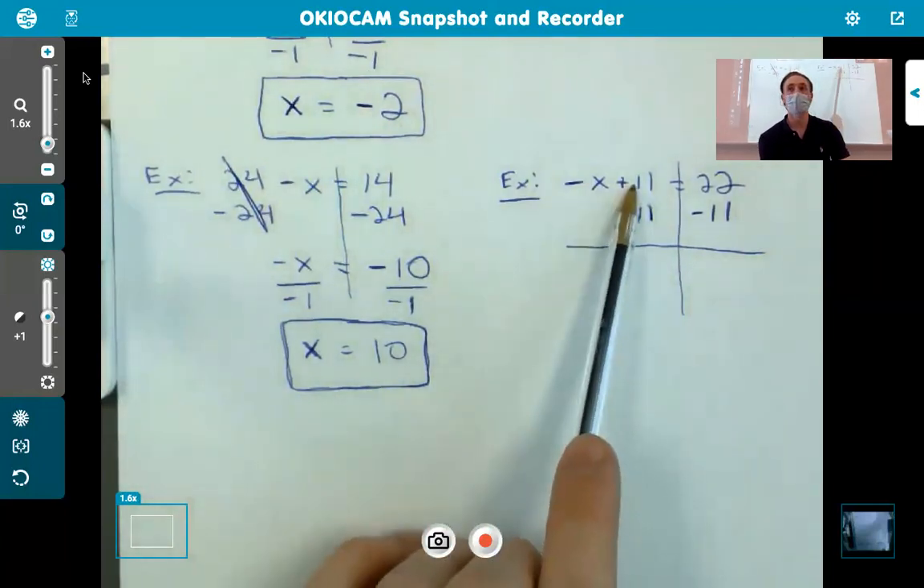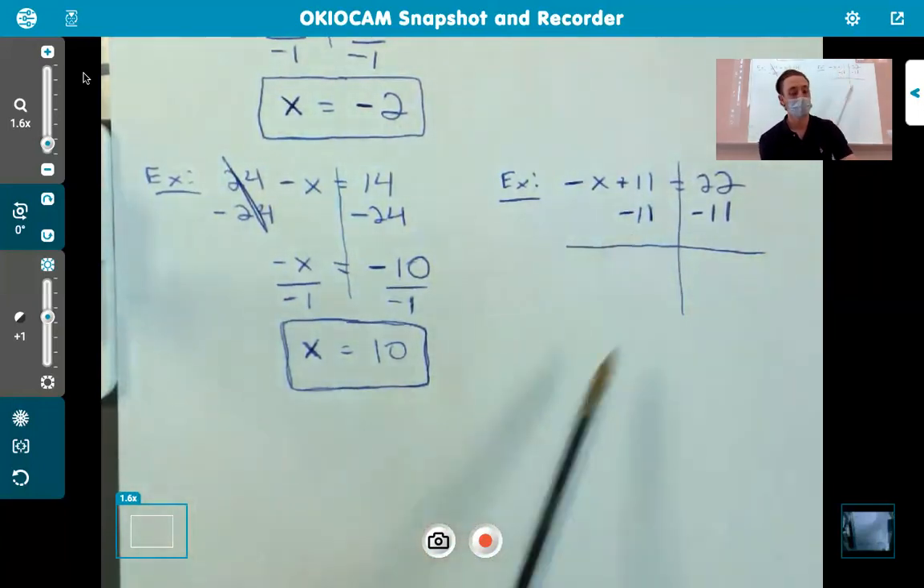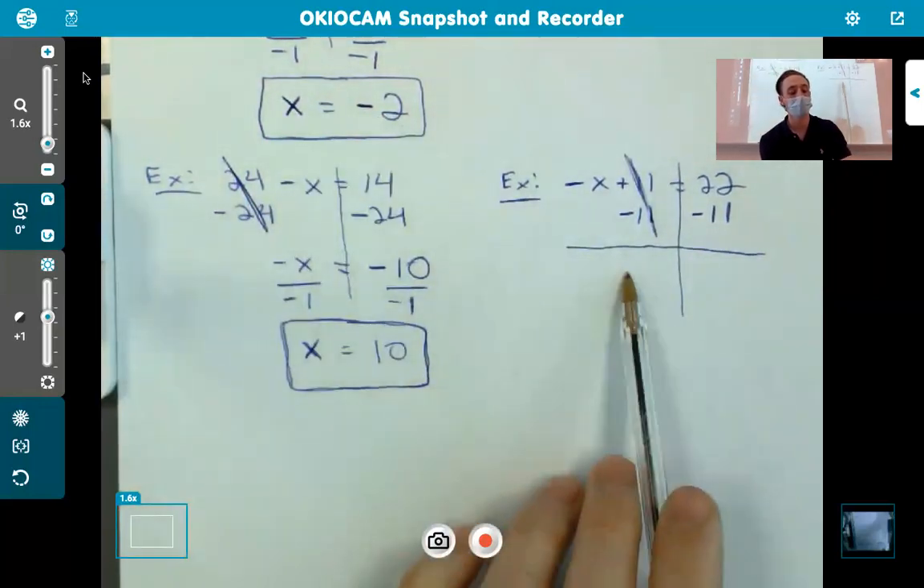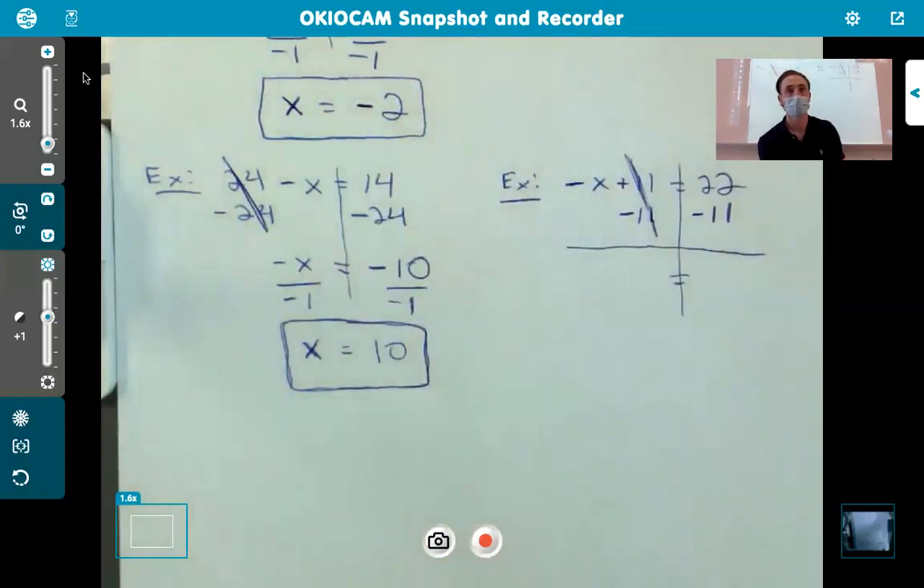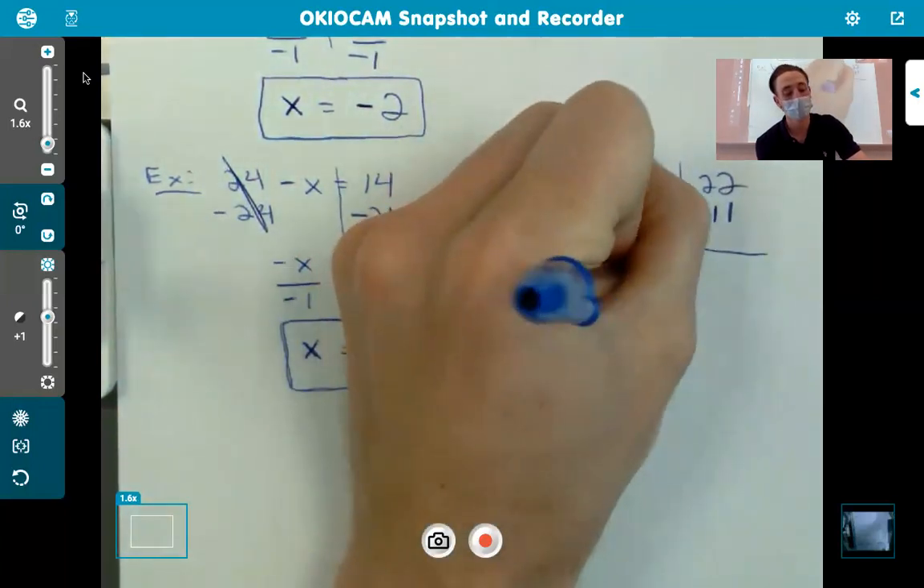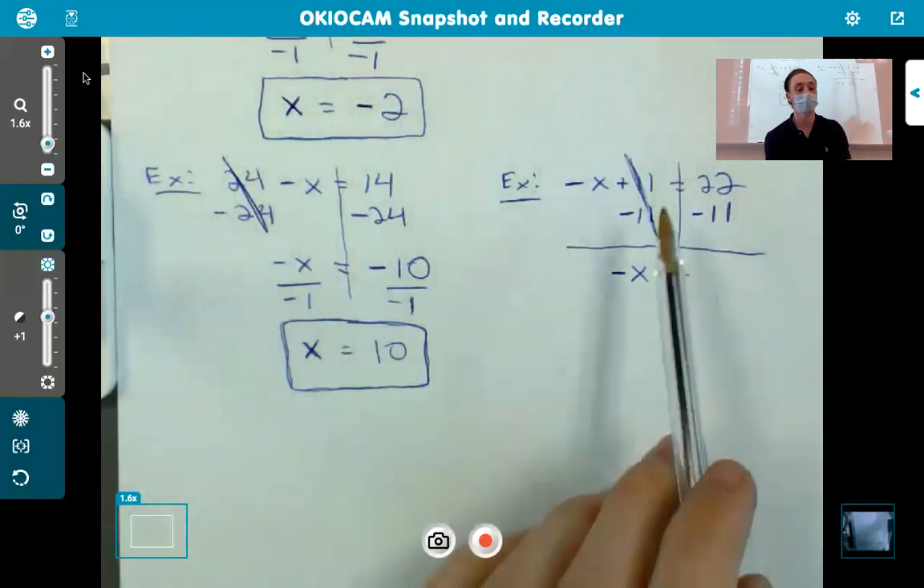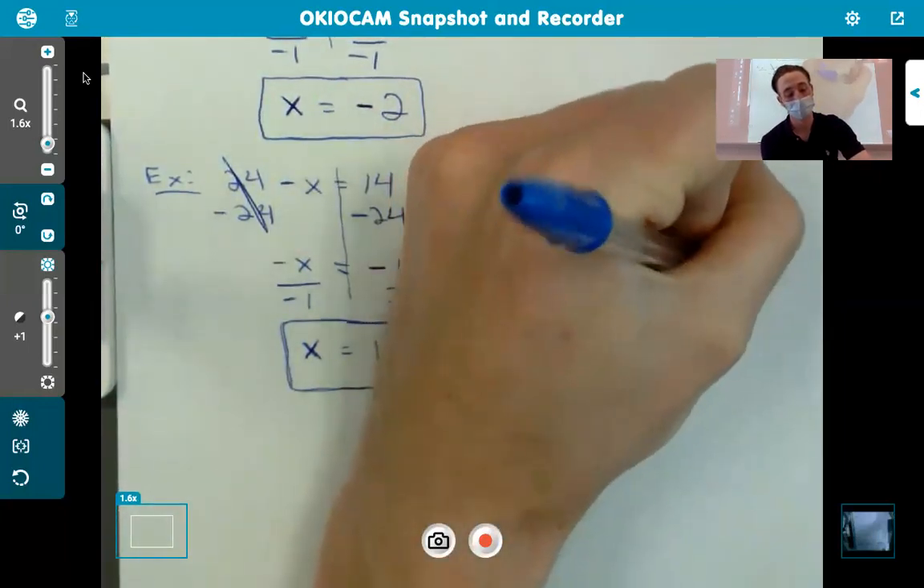Well, what's 11 minus 11? 0, right? Those are going to cancel. That's always going to be my first step. What's left over on this side of my equal sign? Negative x. What were you saying on the right-hand side? What's 22 minus 11? 11, good.